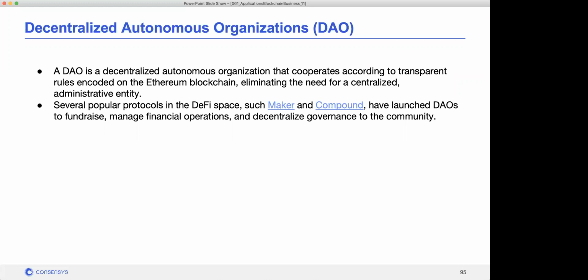So yet another use case is decentralized autonomous organizations. The idea of DAOs is that they allow you to cooperate on rule encoding on the blockchain. So you have the business logic behind how you're going to make decisions on the blockchain, so you don't have to have some sort of centralized administration. So for Maker and Compound, their decision making is actually within the contract. So they're essentially each a decentralized autonomous organization. And so it allows you to do decentralized governance.